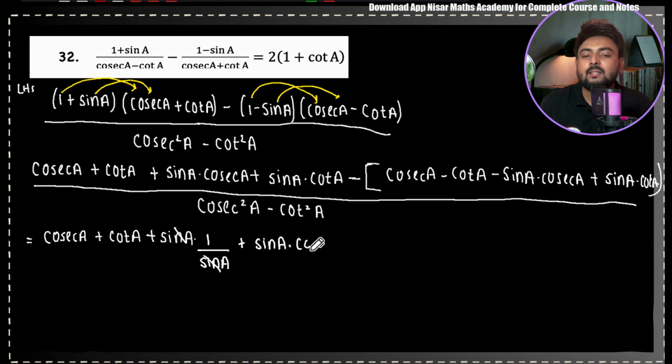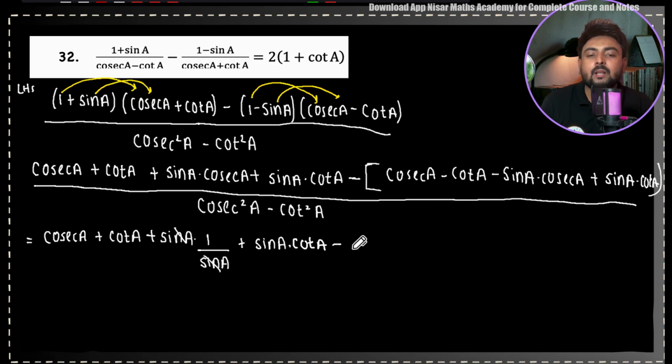Cot is cos by sine. I'll write it over here. Or no need to write. Let's see, are we getting sin A cot A somewhere? Yeah, here we are getting. So I'll not write it. We'll cancel that there only. So sin A into cot A minus.